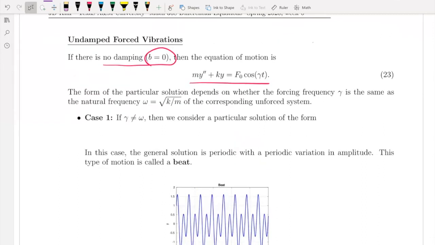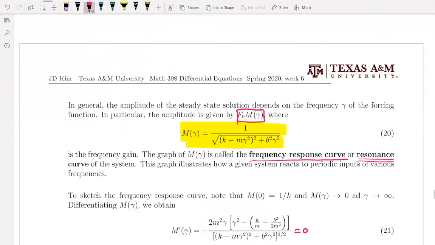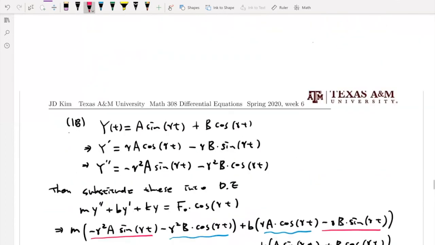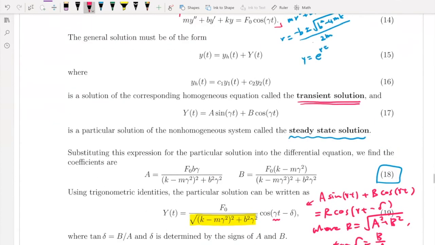Let me come back to the differential equation. As you know, gamma is the forcing frequency, and omega is the natural frequency, which is denoted by the square root of k over m. We already derived this whole thing before. Then the first case: let's talk about when gamma is not equal to omega. Then what happens? Basically, we have to come back to the particular solution form. I'm talking about, where is it? We talked about this a long time ago. I'm talking about this guy, this particular solution.